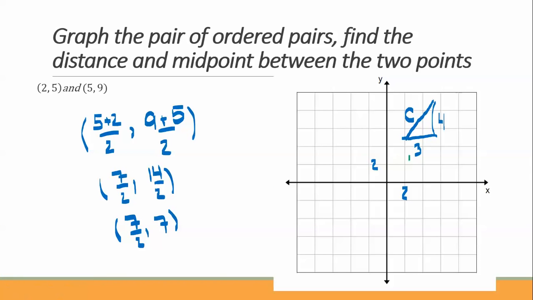And if we look, 7 over 2 is 3.5. So this is 2, 4, 3 is right here, 3.5 is about right here. And then 7, 2, 4, 6, 7. So that's about right there. So that is where the midpoint of those two lines is.